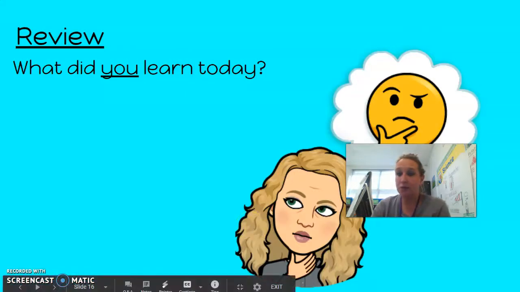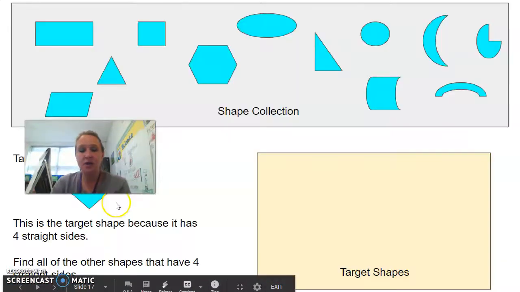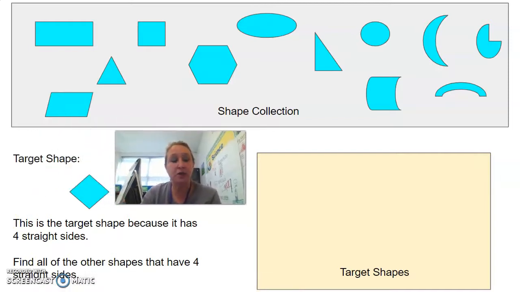So what did you learn today? We learned how we can sort shapes by what they have in common. We can look at their attributes. If they have 4 straight sides, 4 vertices, or 3 vertices, or 3 straight sides, or if they're round or curved, we can sort them by their common attributes.